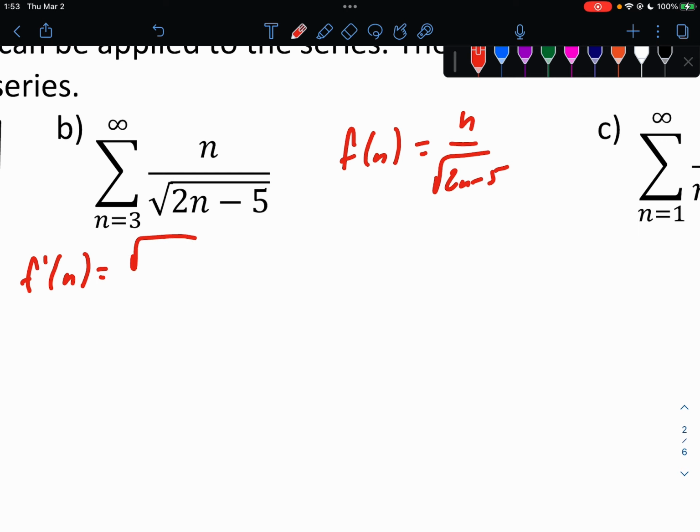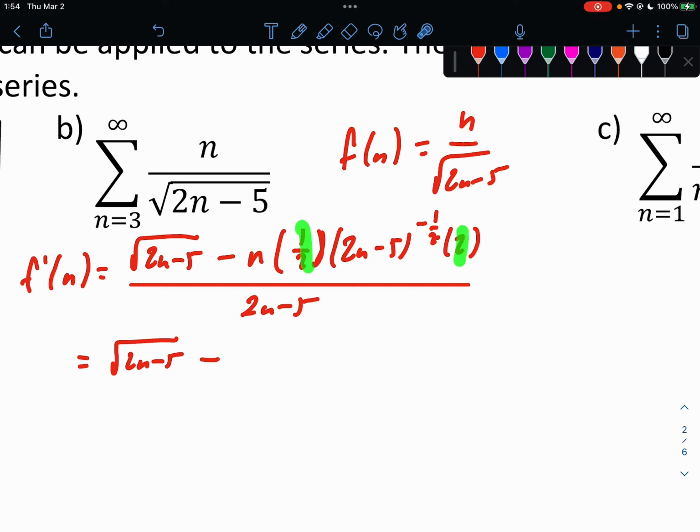All right, so we have root 2n minus 5 times 1 minus n times 1/2 times 2n minus 5 to the negative 1/2 times 2, all over the denominator squared, which is just 2n minus 5. All right, do some simplifying here. We get root 2n minus 5 minus 1/2, and the 2 cancels out. So it's just going to be n over root 2n minus 5 all over 2n minus 5.